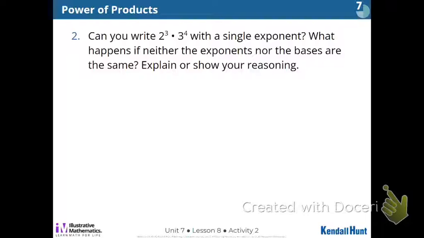Partner, I want you and your partner to try to write 2 cubed times 3 to the 4th with a single exponent. So like number to a power. Try it out. So I'm interested in hearing some of our answers.